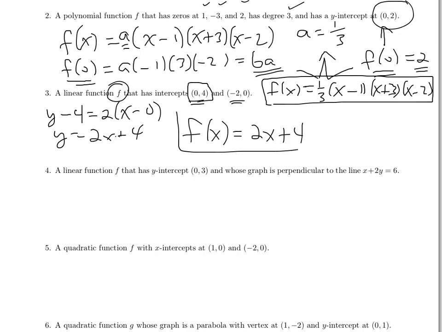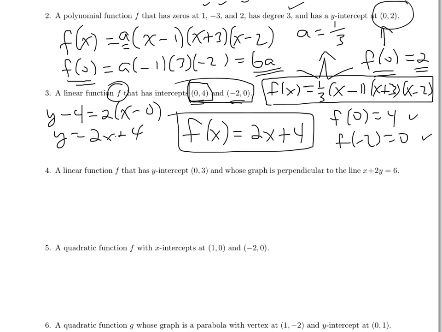This is eminently checkable because none of the numbers given here are hard. It's very easy to check that f of 0 really is 4 and f of negative 0, which is what's supposed to happen in order for the function to go through those 2 points.